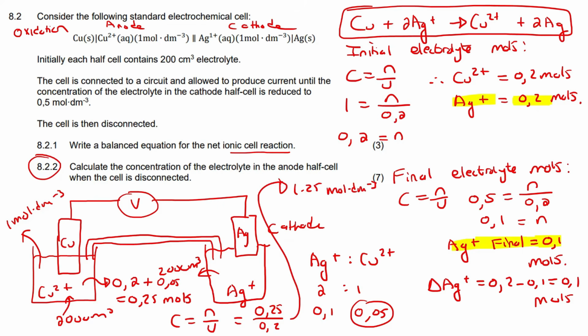So notice that this concentration in this container did go up. Remember, it was originally 1, now it's 1.25, and that's exactly what we said, because we said that there's going to be more of that being produced, and in this container the concentration decreased. So have we answered the question? It said calculate the concentration of the electrolyte. Yes, we have. It's 1.25.